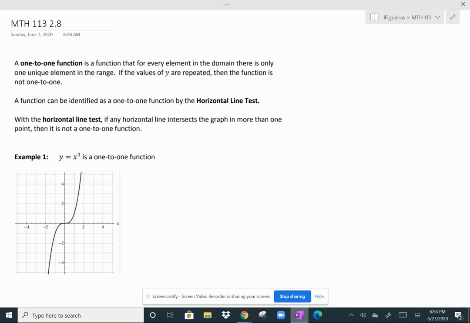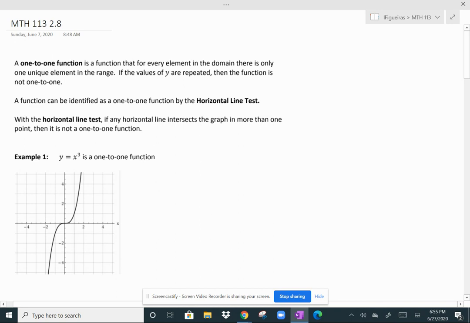Hi, this lesson is about one-to-one functions and inverse functions. So first let's talk about a one-to-one function. A one-to-one function is a function that for every element in the domain, there is only one unique element in the range. So if the values of y are repeated, then the function is not one-to-one.